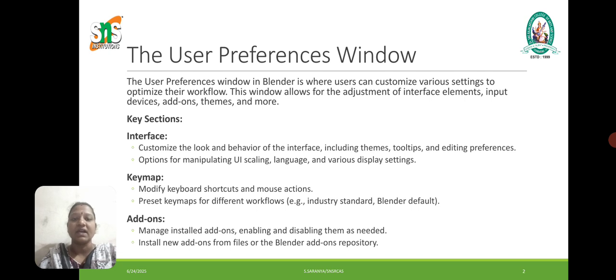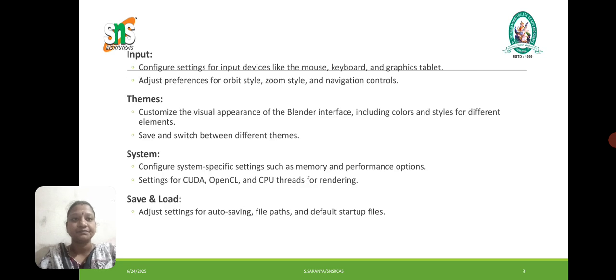The next is add-ons. Add-ons is about enabling or disabling the installed add-ons. To manage them, we can add files from other sources, and we can give the Blender add-ons repository keywords. Next is input, theme, system and save and load.